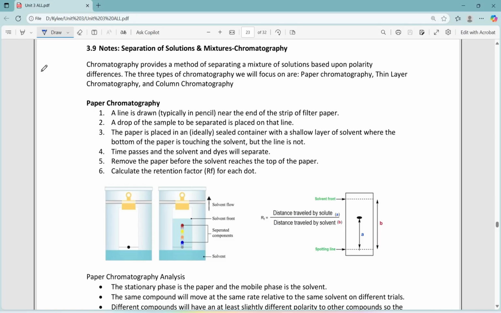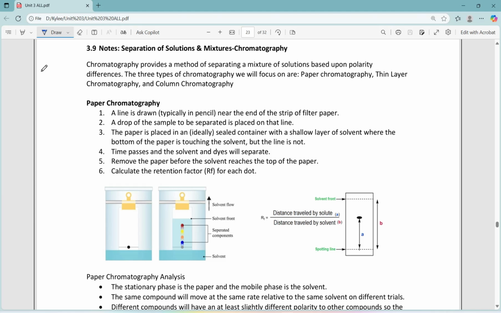Everybody, I am Miss List, and we are back here with 3.9, which is on separation techniques. And this includes an area of chemistry called chromatography. Chromatography provides a method of separating mixtures of solutions based on polarity differences.